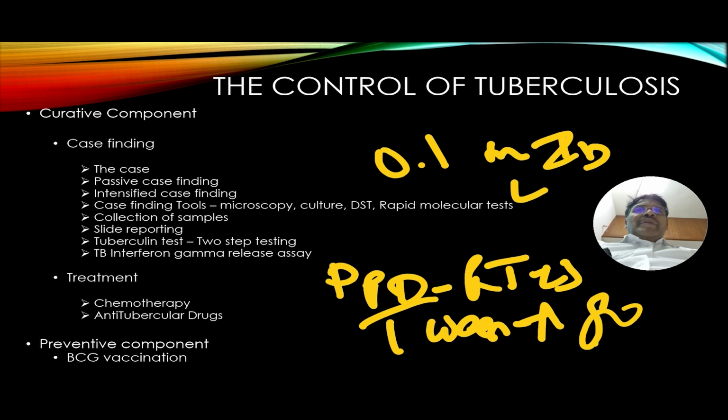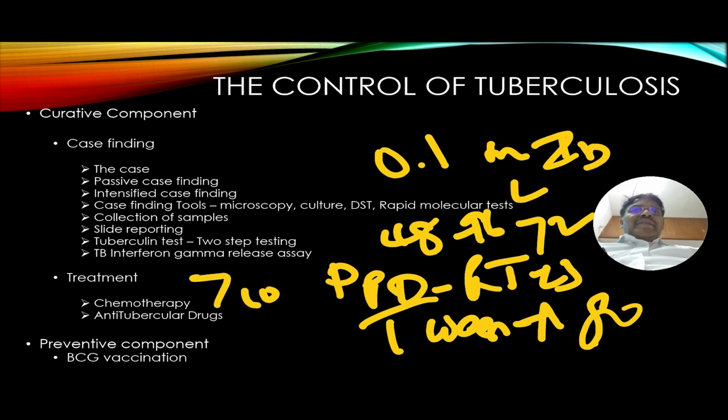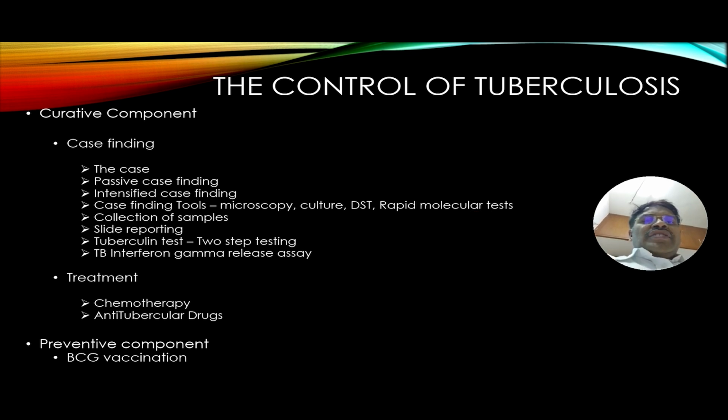We give it midway between the elbow and the wrist. The test is read after 48 to 96 hours, preferably 72 hours. Reactions exceeding 10 millimeter are considered positive, 6 to 9 millimeter are doubtful, and less than 6 millimeter is negative. Next is the tuberculosis interferon gamma release assay, IGRA we say.